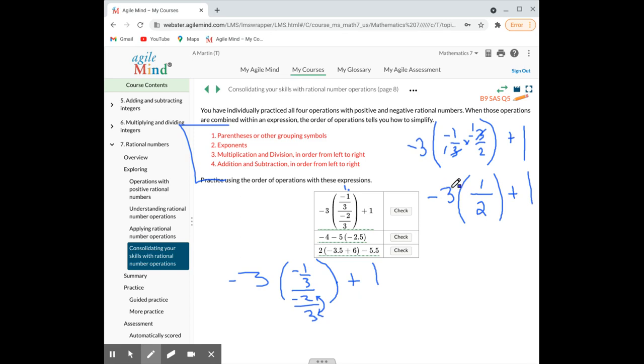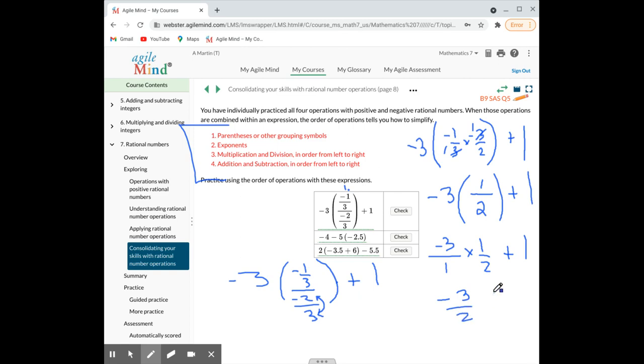We're going to take -3 and multiply it by 1/2. So what do I need to do to -3 to be able to multiply it by 1/2? Put it over 1. Correct. So we got -3 over 1 times 1/2. What's -3 times 1? 3. Good. Is it 3 or -3? Negative. And what's 1 times 2?